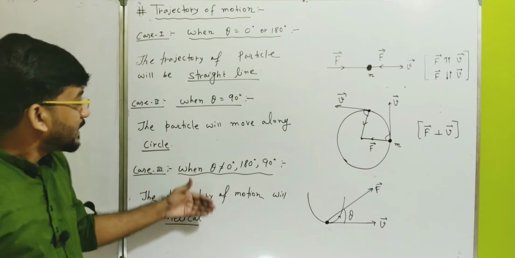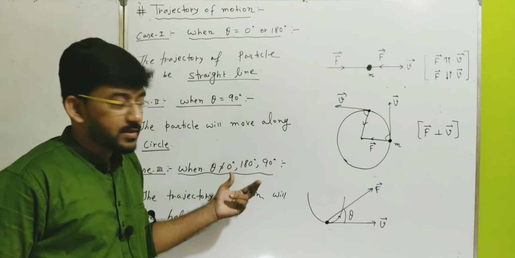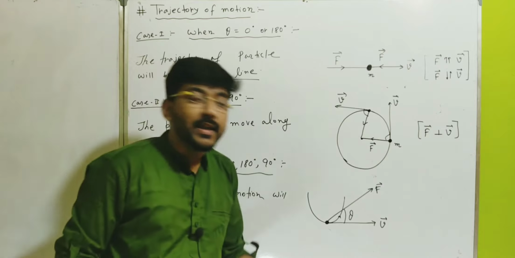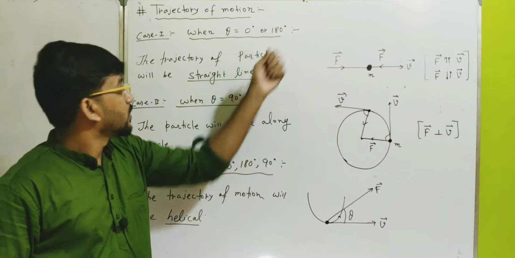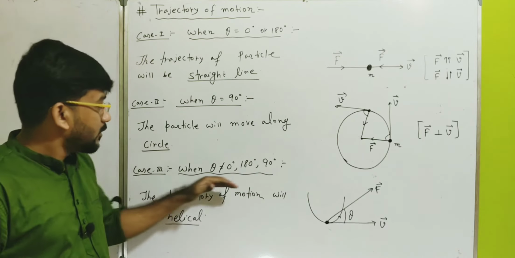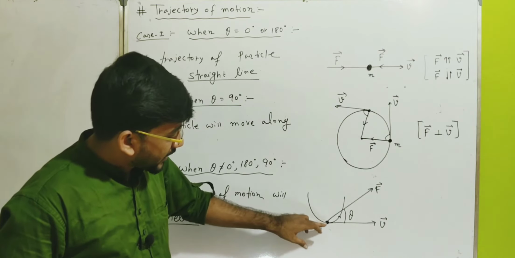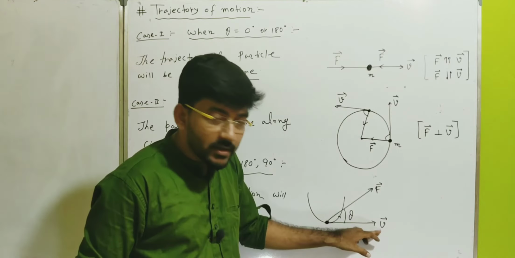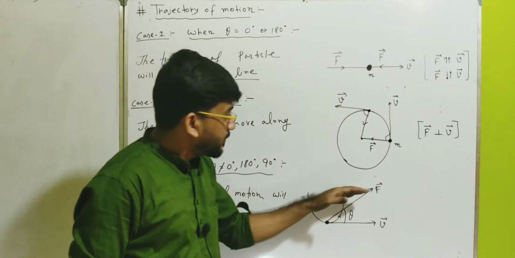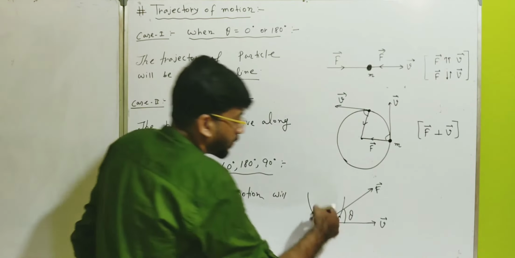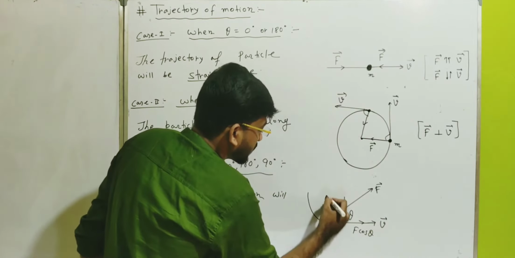But when theta is not equal to 0, 180 or 90 degrees, that is no special case, it is a general case. Theta can take any value other than these, because we have already discussed the cases for 0 or 180 and 90 degrees. So for a general value of theta, what will be the path? Let me consider the particle at any instant of time. The particle has a velocity v like this, and a force is acting at an angle theta with the velocity. This force has two components: one along the velocity, that is F cos theta, and another perpendicular to the velocity, that is F sin theta.